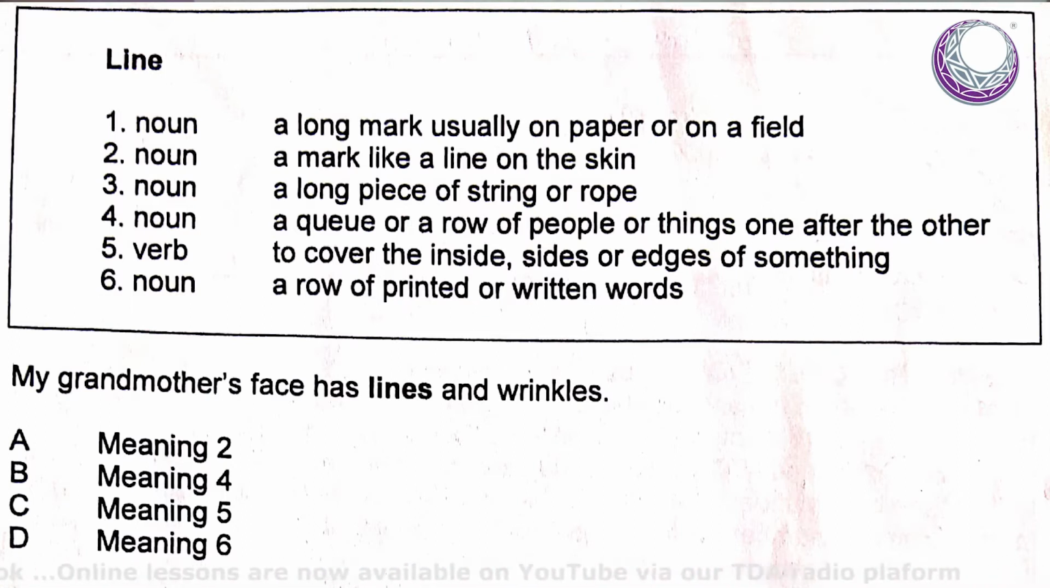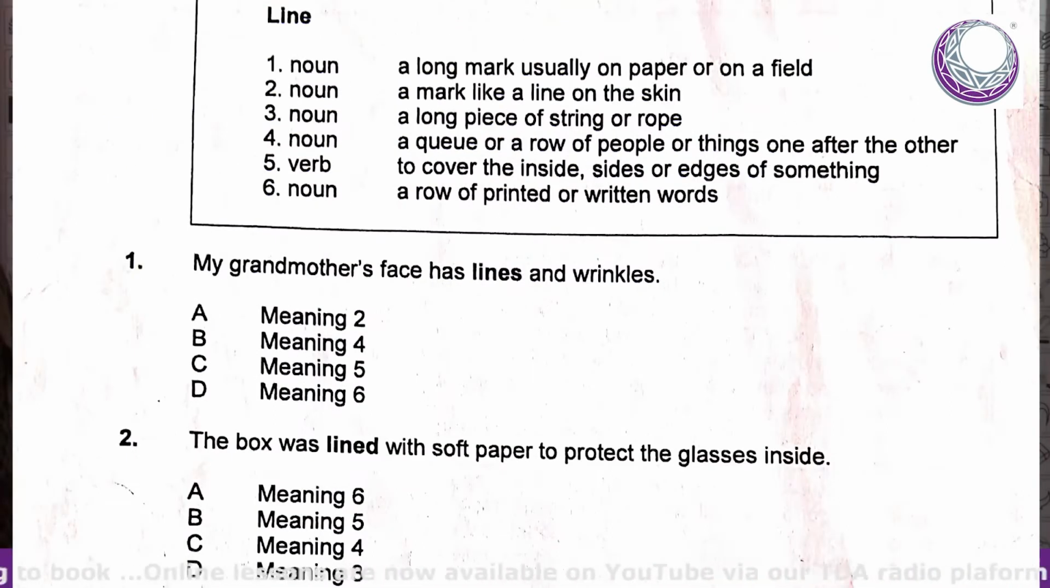When we go to question 2, I'm sure that you can also attempt to figure out which one is the correct answer. So we have number 2 saying, the box was lined with soft paper to protect the glasses inside. All right. So how often do we do this? Does anyone relate to a situation or an instance when you line a box with paper? Probably when you are moving house, when you are shifting from one house to another and packing your things, you can put glasses wrapped in newspapers and then you get moving.